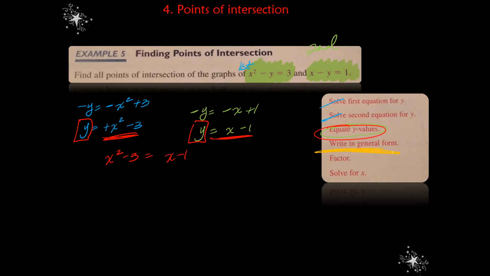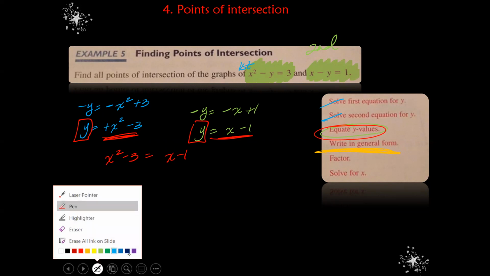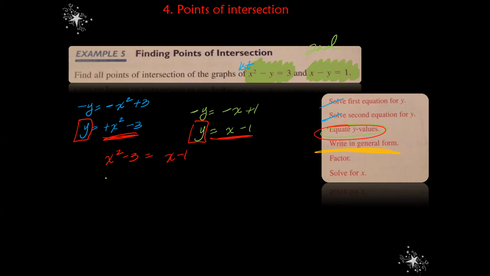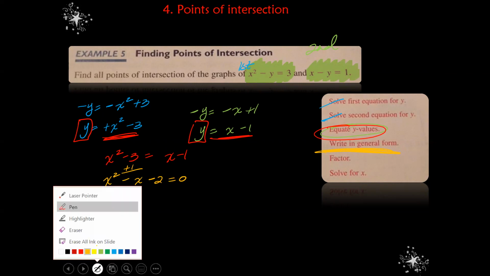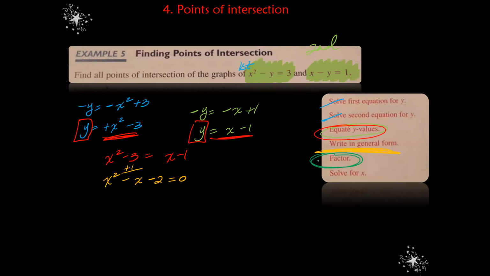Write in general form. Okay? So I'm going to move everything from the right side over to the left side and set it equal to 0. So I am going to have x squared minus x plus the constants give me a negative 2 equal to 0. Next step, factor. I'm going to ask myself, what times what gives me a negative 2, and when I add them together gives me a negative 1? I could do a negative 2 and a positive 1.